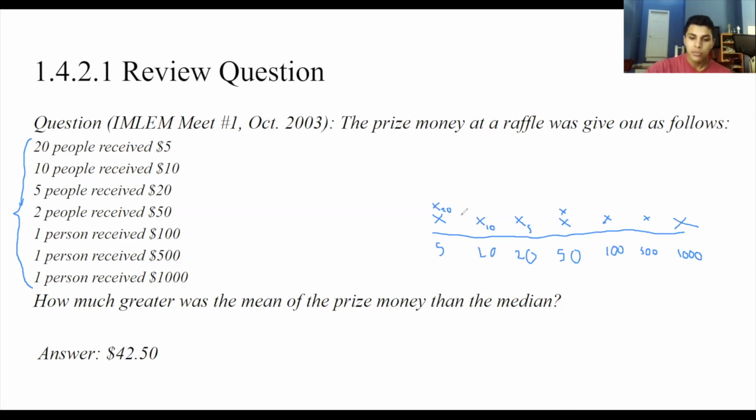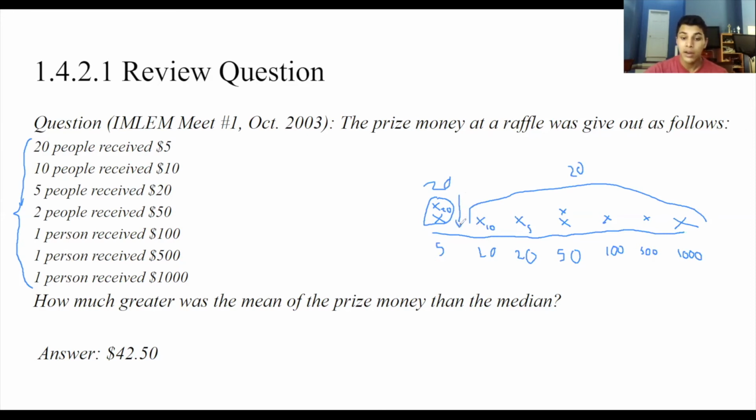So immediately from looking at this, I notice I have 20 X's here. And then I have a total of 10, 15, 16, 17, 18, 19, 20 X's over on this side too. So over here, I have 20 X's total, and then above my 5, I also have 20 X's total. So if I know that both of these have 20 X's total, then my median is going to be right in between them right here.